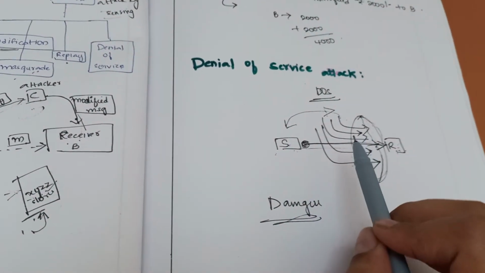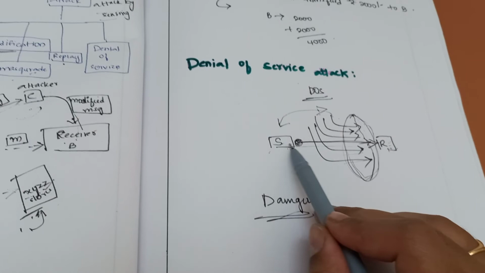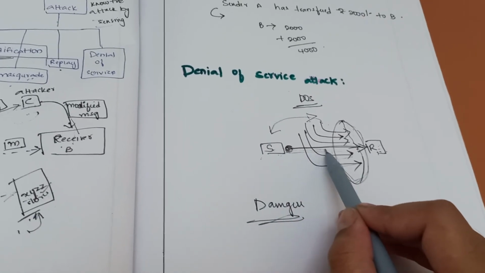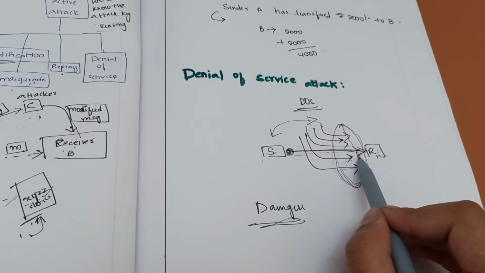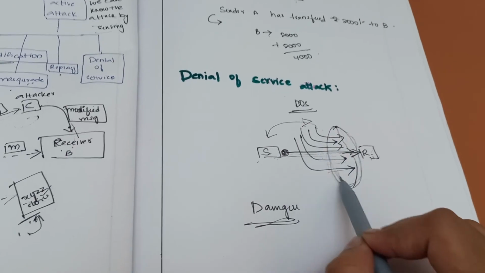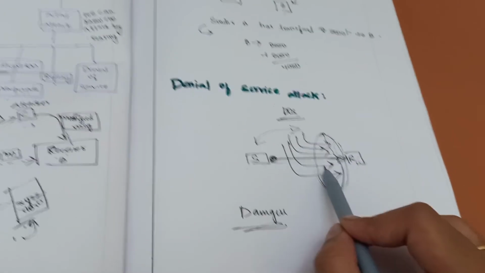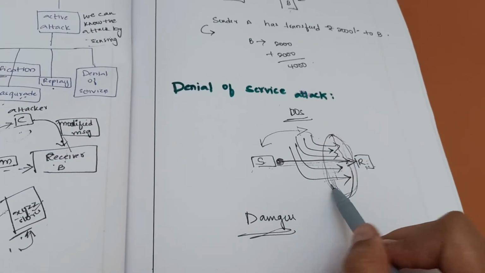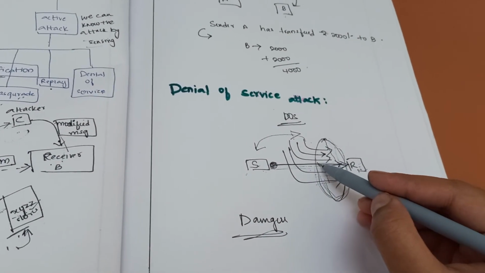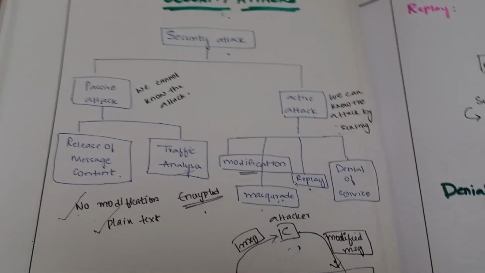Two reasons might occur. One is that there may be no available route for the main message to reach the receiver, or it may be lost among many such messages, which causes it not to be recognized by the receiver. Hence, these are the security attacks.